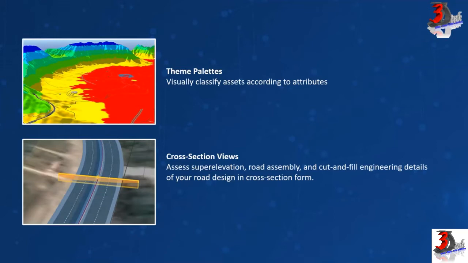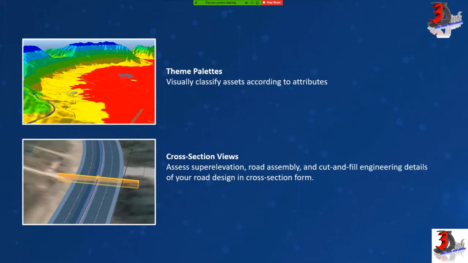The first one is theme palettes. You can use theme palettes to visually classify assets according to their attributes. In Infraworks, there are 3 analysis types. The first one is elevation, which will change the display based on height. The second one is slope, which will change the display based on the ground slope. And lastly is aspect. It will vary the display based on the direction of the ground slope.